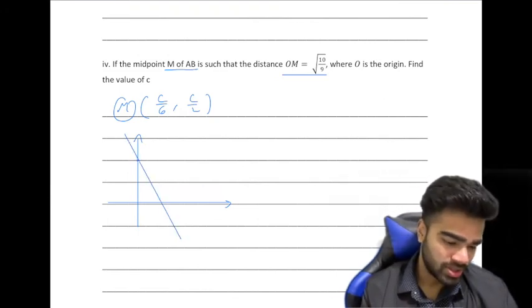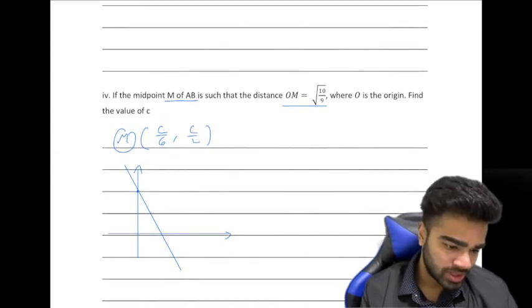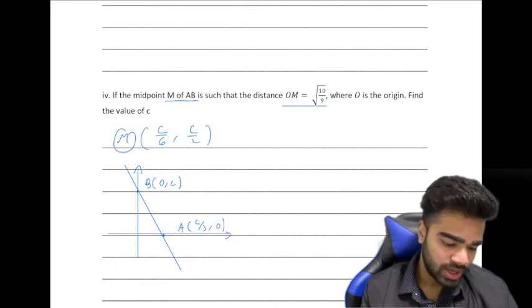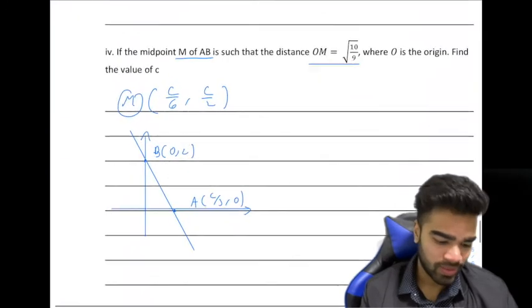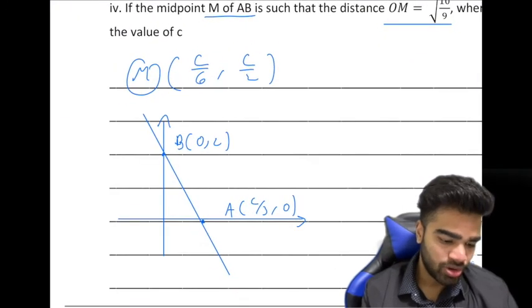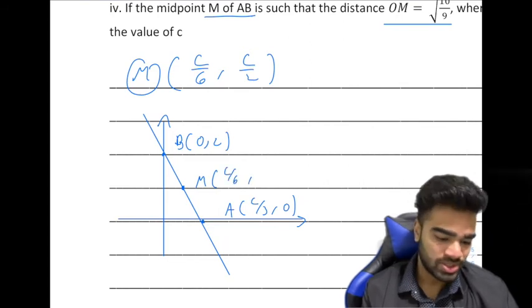Alright, so if I draw this graph, it's saying that this is coordinate A, oh no, sorry, coordinate B, my bad. B, which was the y-intercept, was 0 and c. And the x-intercept, A, was c over 3 and 0. So remember, it's exactly what I drew here. So it's saying that the midpoint of these two, which is roughly in the middle, we found, was c over 6 and c over 2.